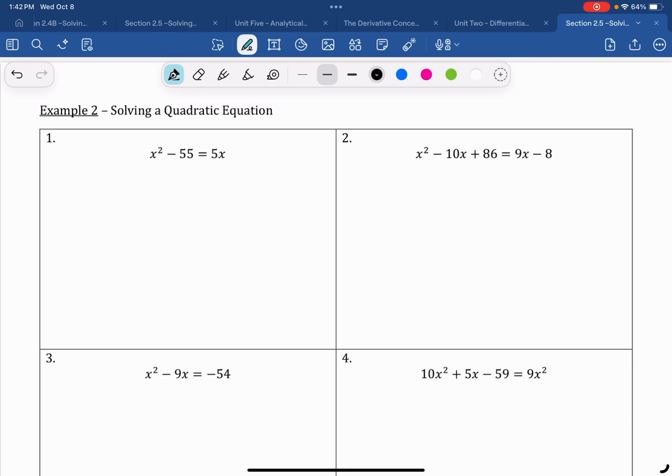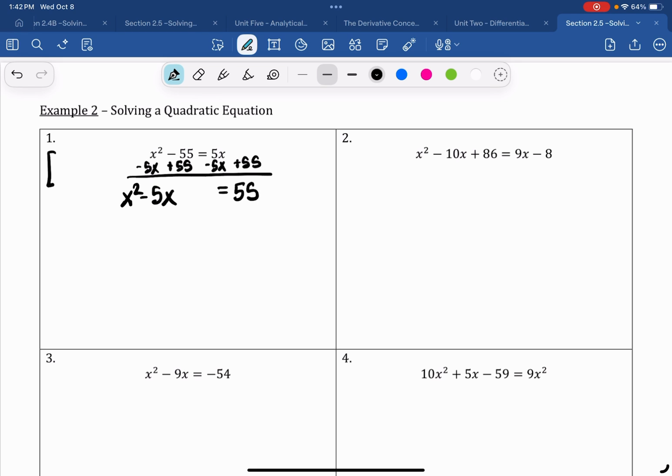So first thing we got to notice is that we're not in that x squared plus bx equals c form. So for this one, we're going to have to add 55 to each side and also subtract 5x. That is going to leave us with x squared minus 5x, and then just leave a little bit of room for completing the square. And then we've got 55 on the right side.